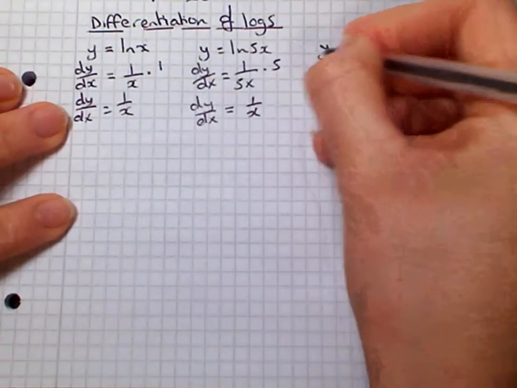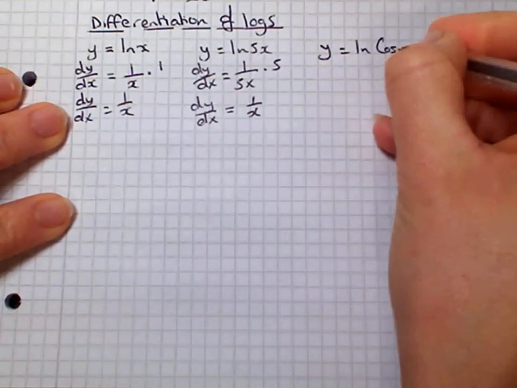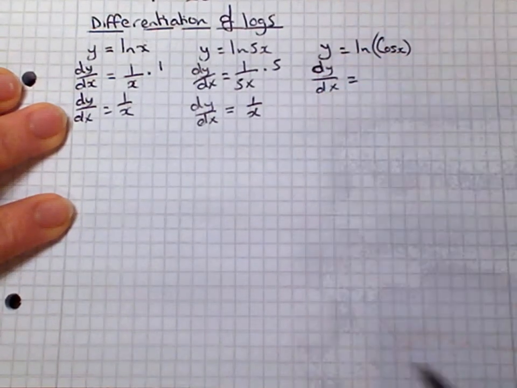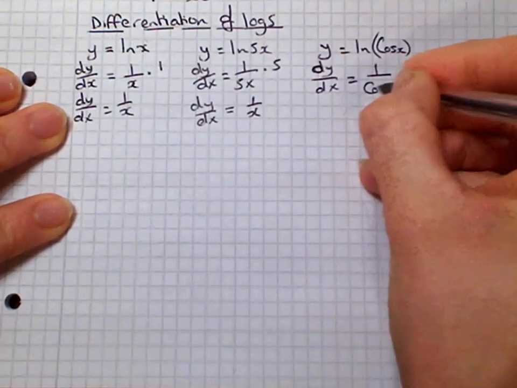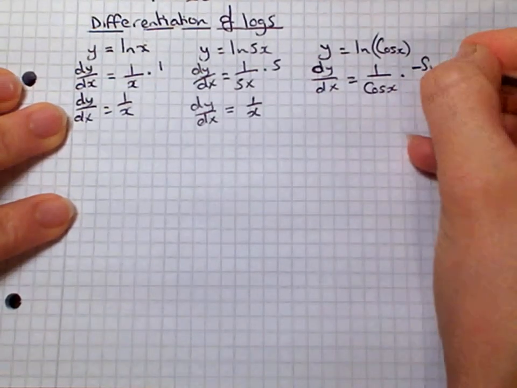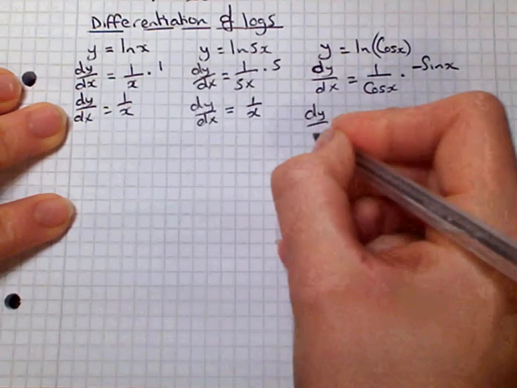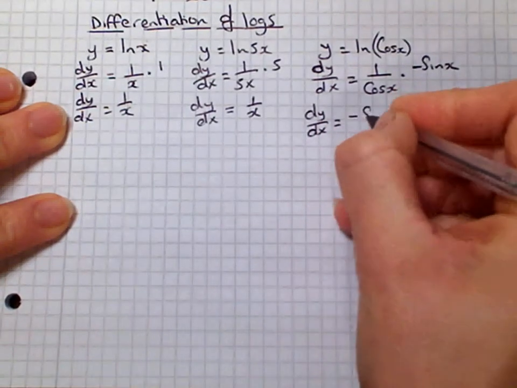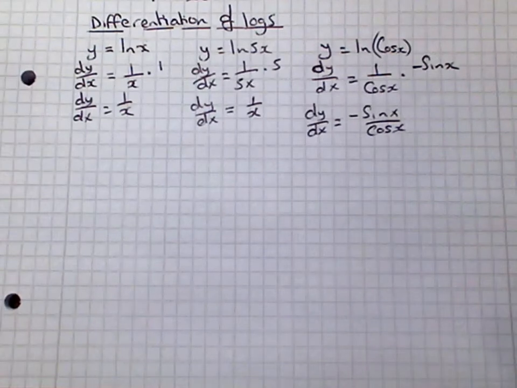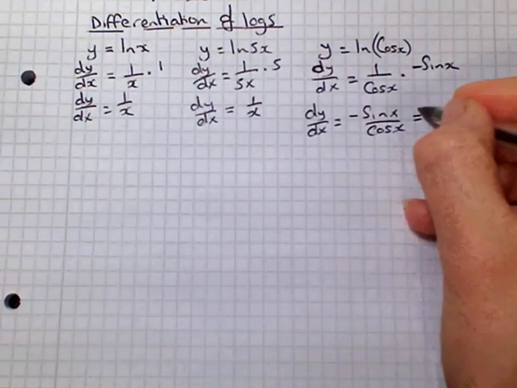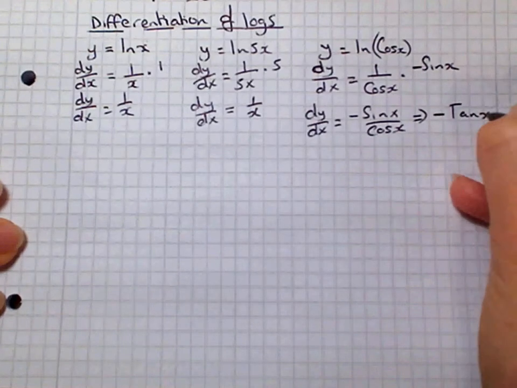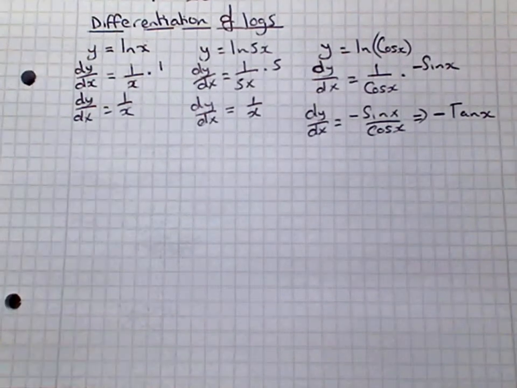If you had a function like y equals the ln of the cosine of x, dy/dx is equal to 1 over cos of x by the differential of cosine of x, which is minus sine of x, and dy/dx is equal to minus sine of x all over cosine of x. And from trigonometry we know that sine over cosine is tan, so it's going to be minus tan of x.